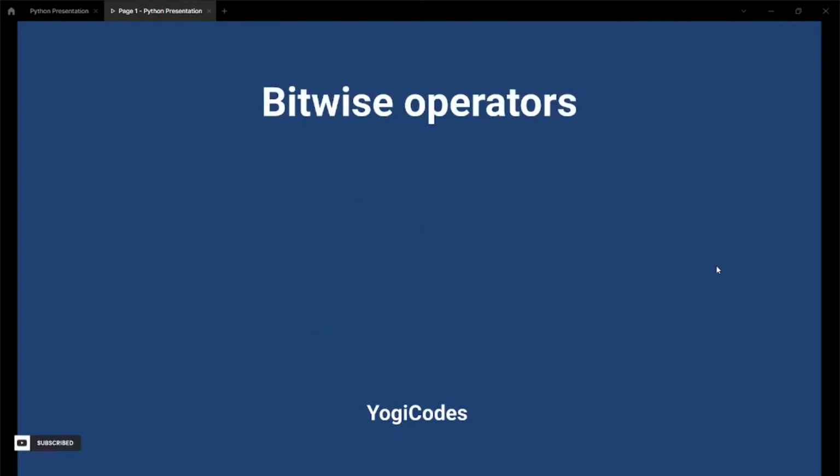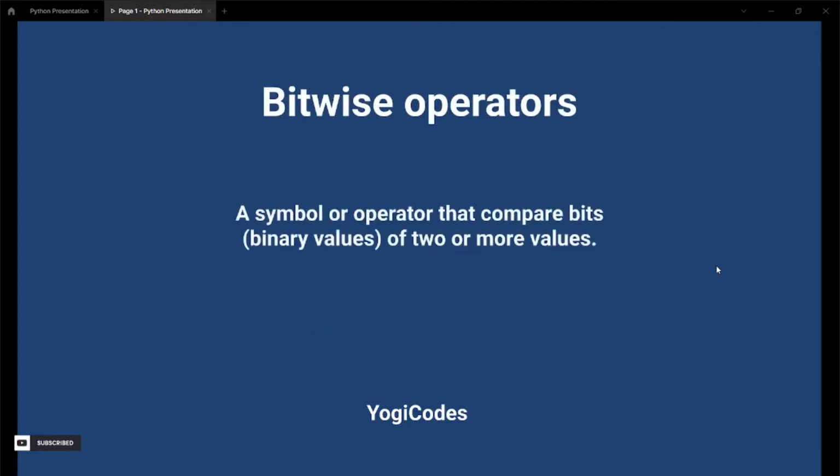Next one is the bitwise operator. This comes in when you are comparing the binary values of a number or a string. In that case, we use the bitwise operator. These are some of the bitwise operators: and, or, not, the tilde symbol, shift left, shift right.